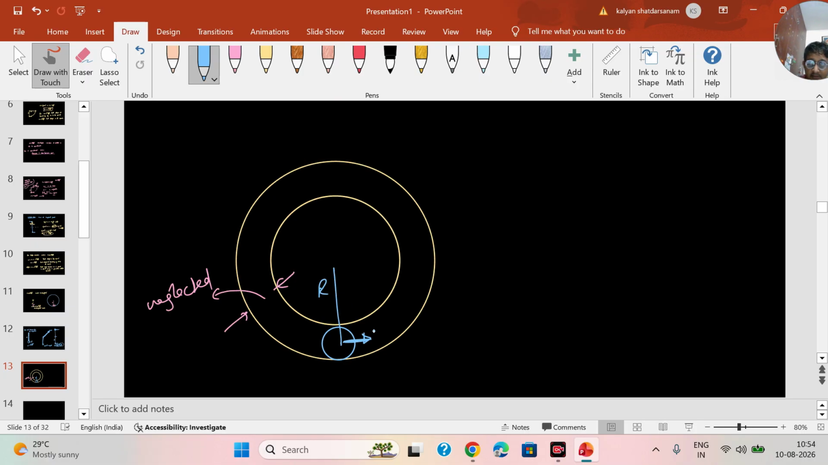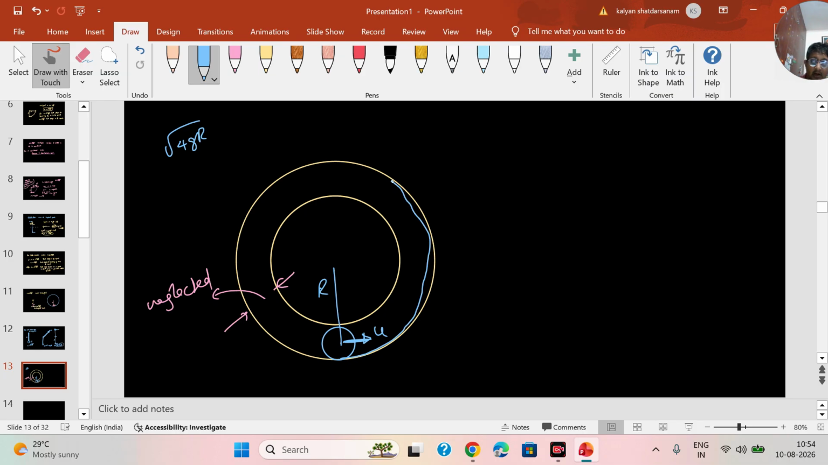My question is, what is the minimum speed so that it completes the circle? Think and tell me. Is it root 5gr? Is it root 4gr? Or is it something else here? No friction. Here it should be root 4gr. Why?